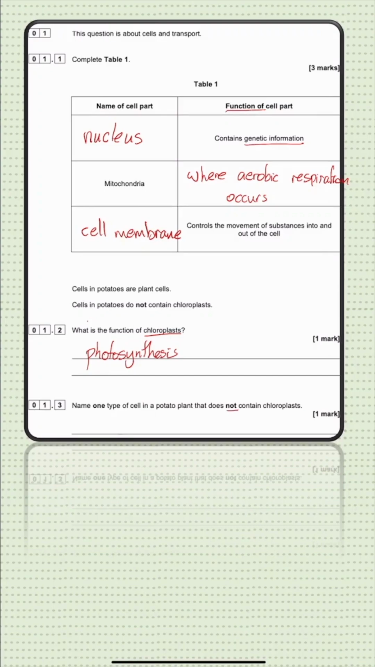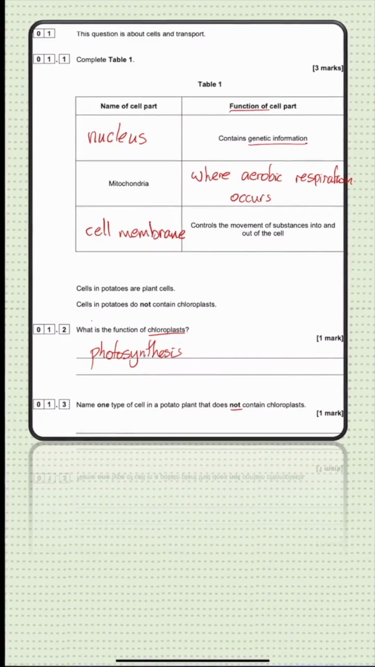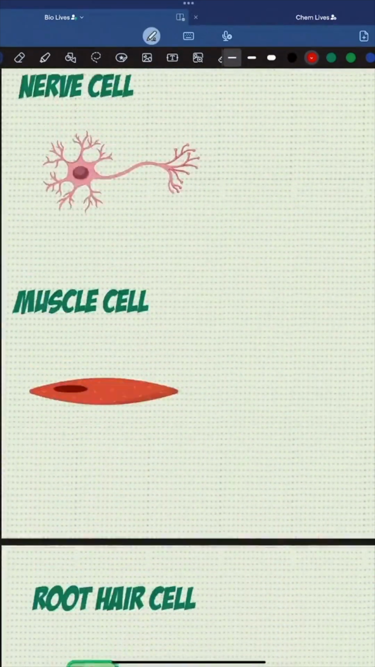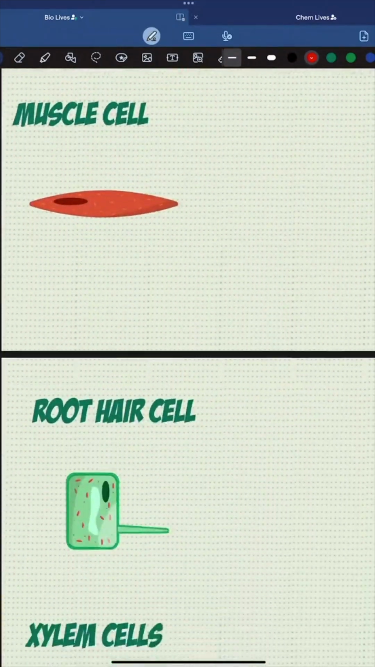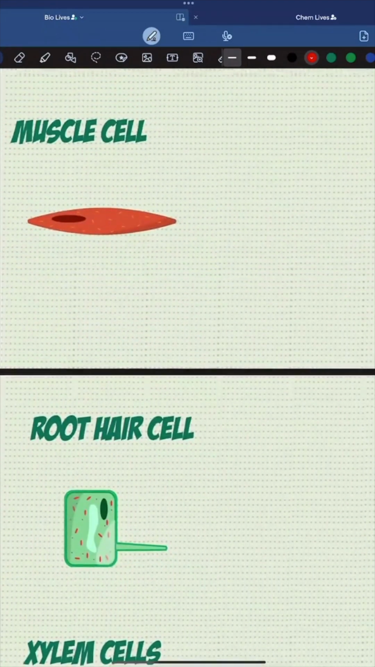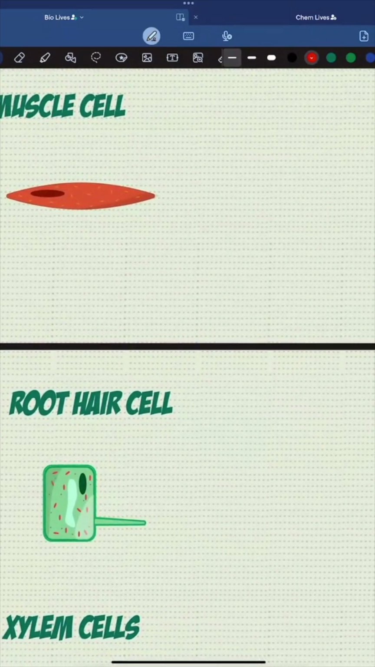So most plant cells do contain chloroplasts, but one doesn't. What do you guys think that could be? There's only 3 specialized plant cells that you learn in GCSEs. So these are the animal ones: sperm cells, nerve cells, muscle cells, and the plant ones: root hair cell, xylem cells, phloem cells. Main one here is the root hair cell. It's the answer for this one.